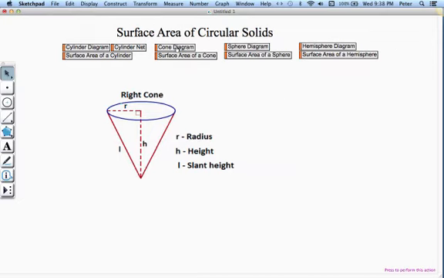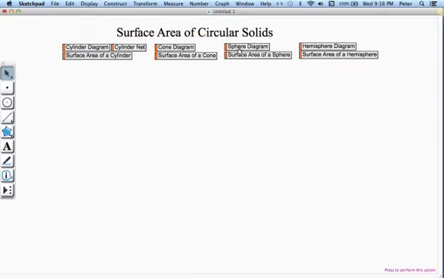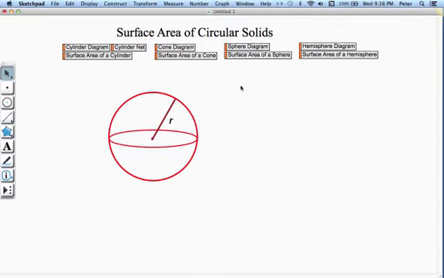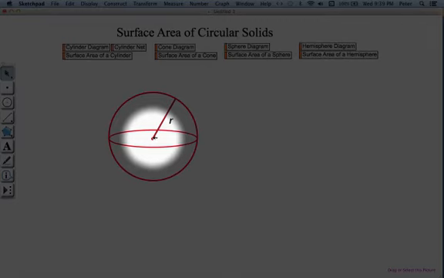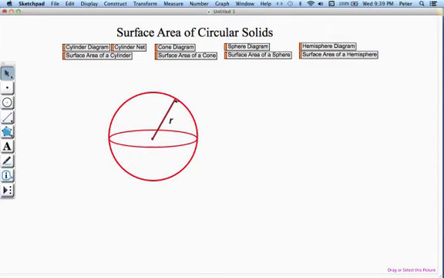Alright, let's move on then to spheres. Now, spheres only have one dimension, and that's the radius. And the radius can extend in any direction from the center of the sphere to the edge. Now, we don't have the math needed to prove this formula to you, but the surface area of a sphere is simply 4 pi r squared.